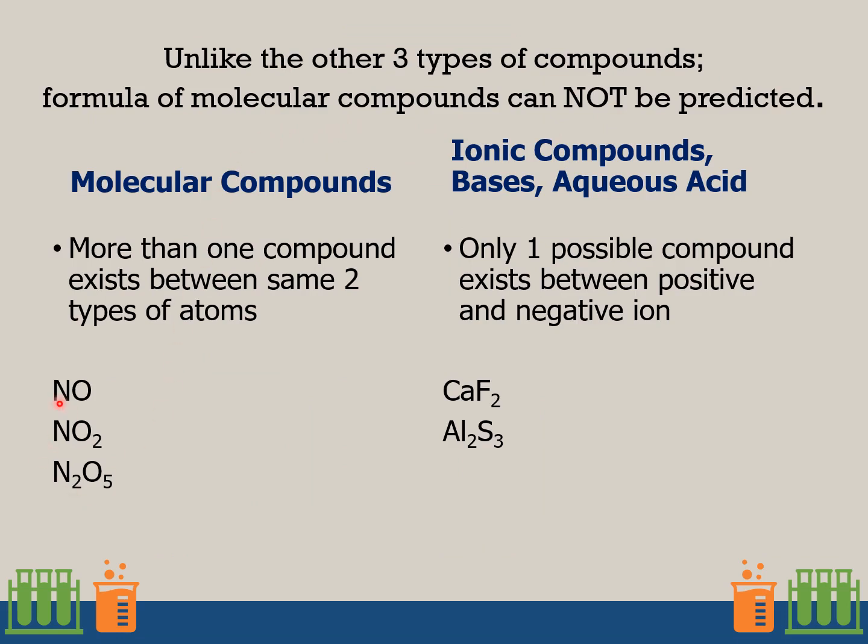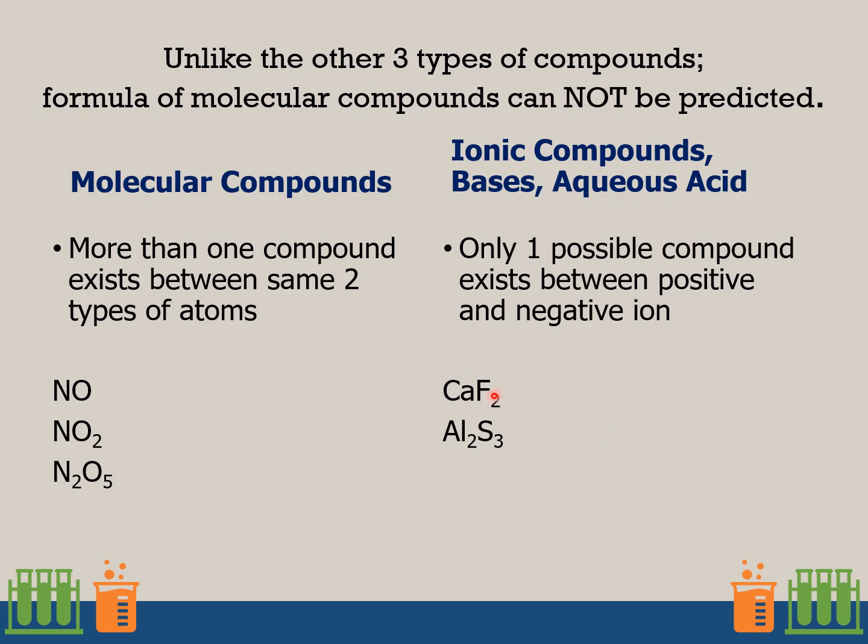So if we have a compound between N and O, it might be the first, the second, or the third. We don't know which one it is because more than one compound can exist between the same types of atoms. For ionic compounds, acids, and bases, that simply isn't true because there's only one possible compound that can exist, because calcium only forms a +2 ion. Fluoride only forms a -1 ion. This is the only formula that's electrically neutral.